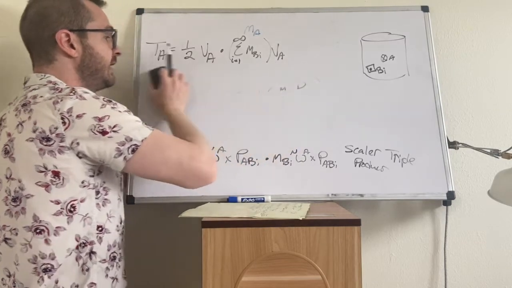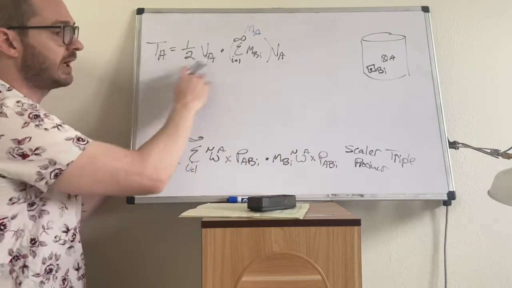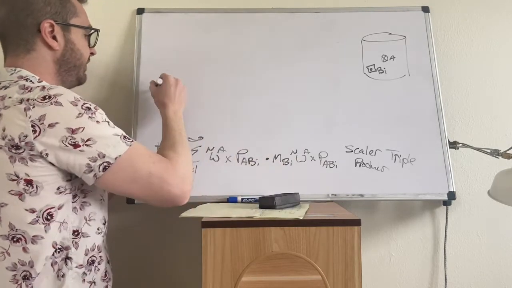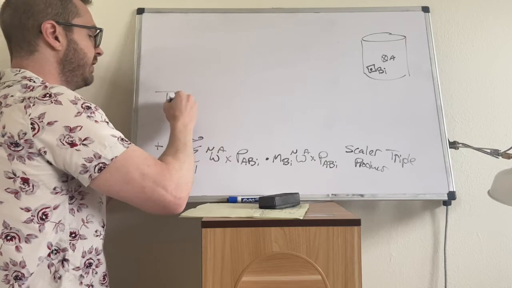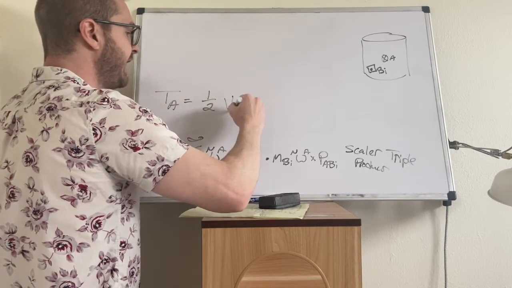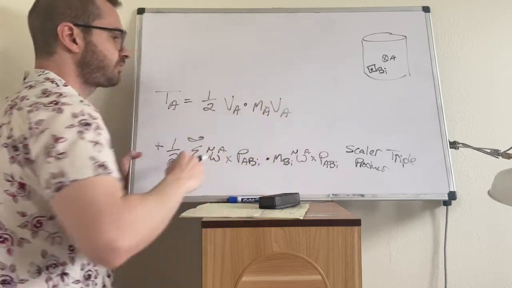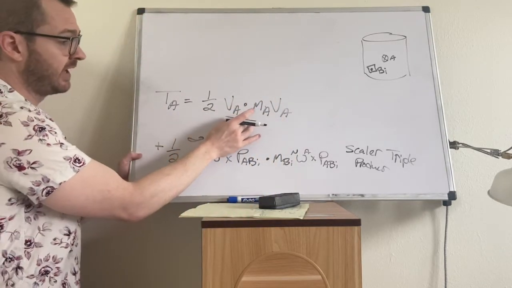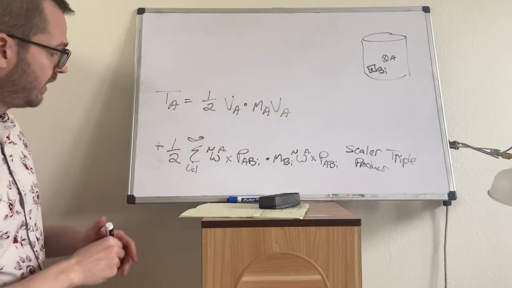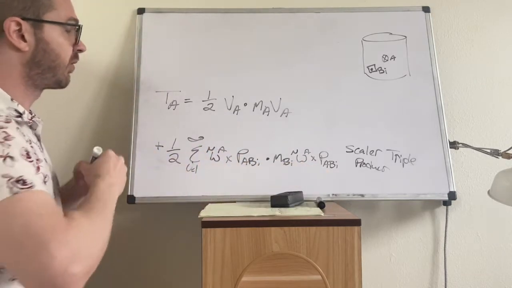So our kinetic energy of a rigid body is going to be, and we can actually rewrite this one on top as well. Let's say it is T_A equal to 1/2 V_A dot M_A V_A. So again, we could write this as velocity dot linear momentum plus this thing on bottom. So here is your identity for a scalar triple product.